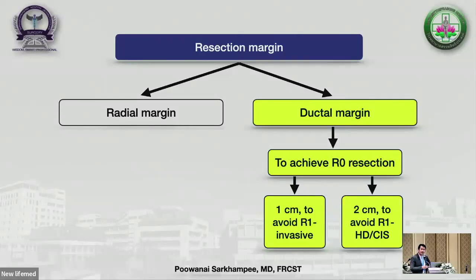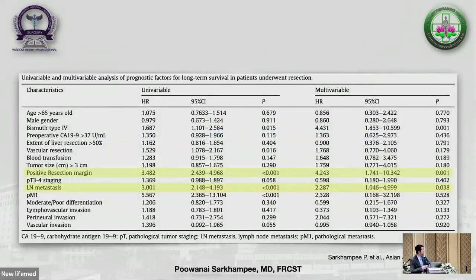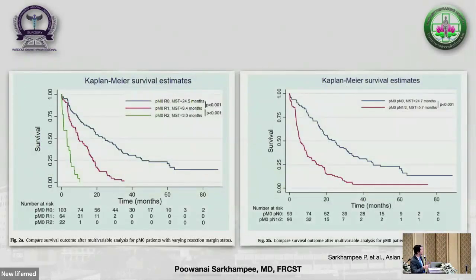And how about the advanced stage cancer? The next topic that we talk about nowadays is whether, in lymph node metastasis patients, resection margin matters. In our series that I showed you, in multivariable analysis, we found that resection margin and node positivity are independent prognostic factors for patients with perihilar cholangiocarcinoma. But which one is the most important? This is R0, R1, R2, and this is node negative and positive.